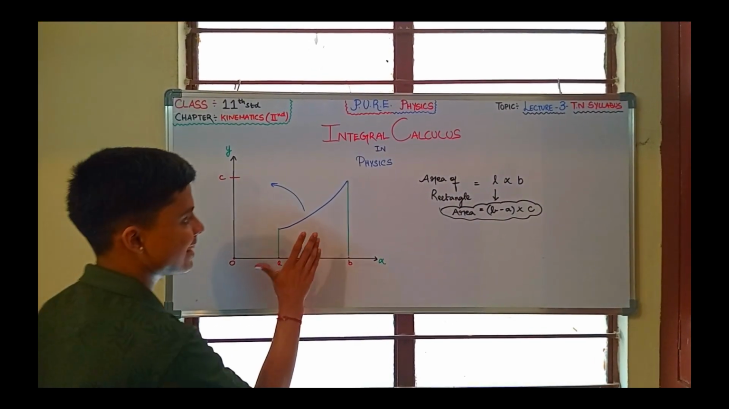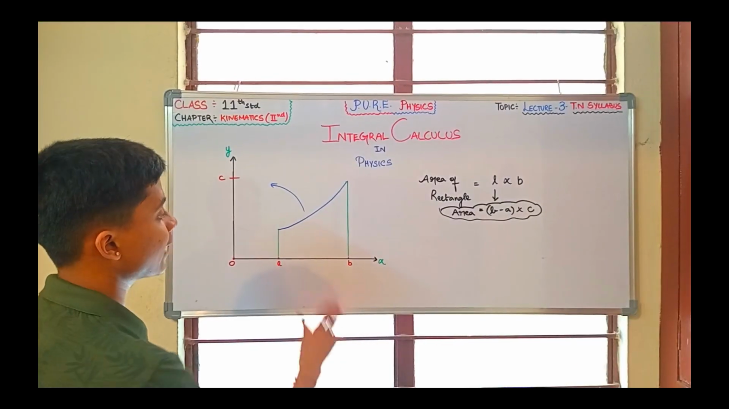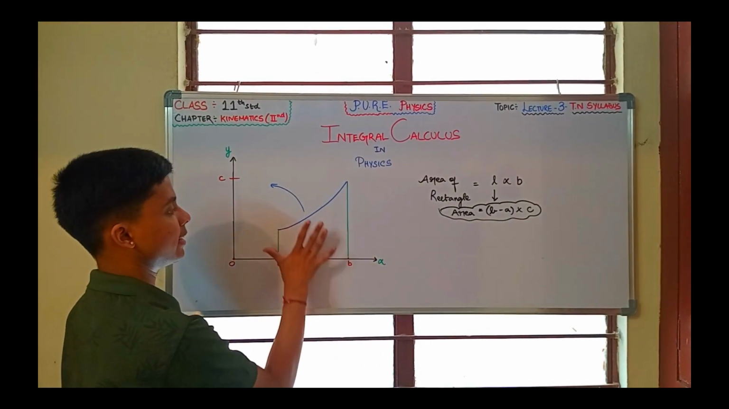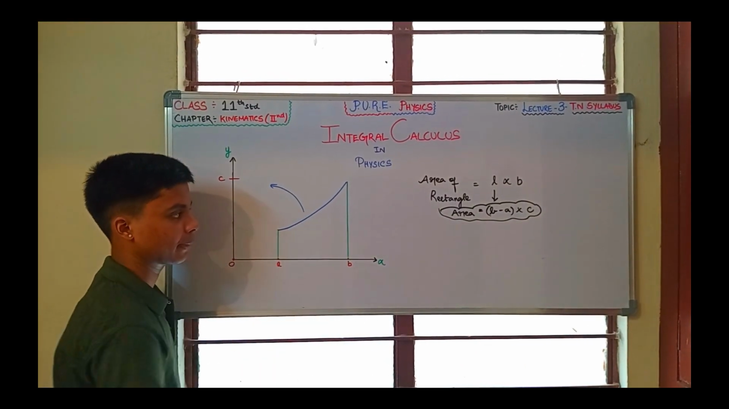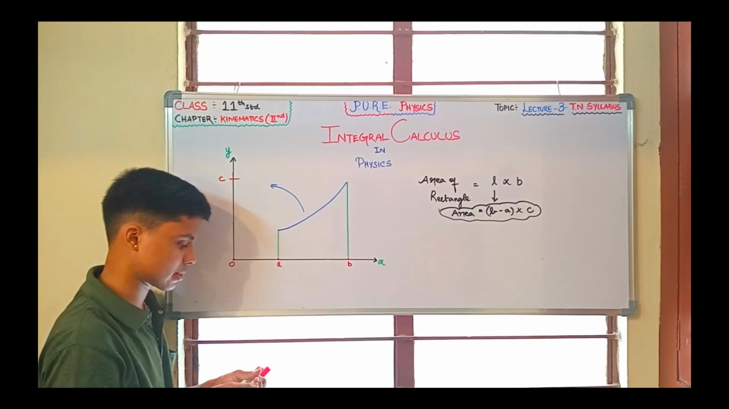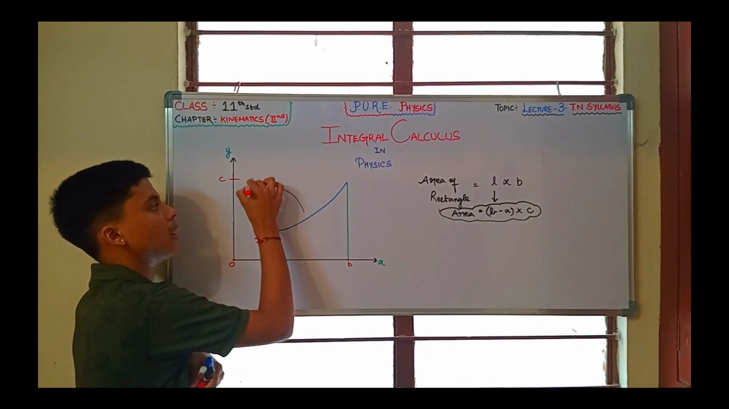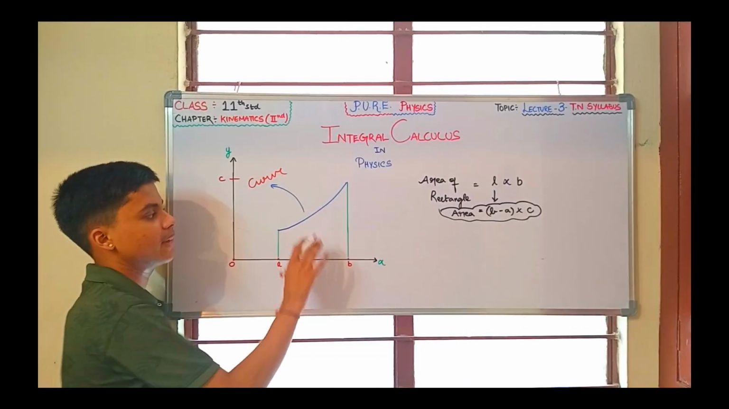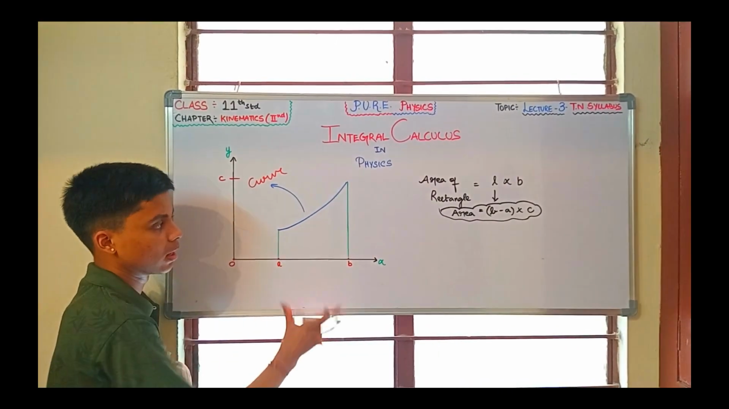Now see, this is an irregular shape. Now I need to find the area under this shape. Always you need to say that this blue line is called a curve. It's called a curve. So we need to find the area under this curve.